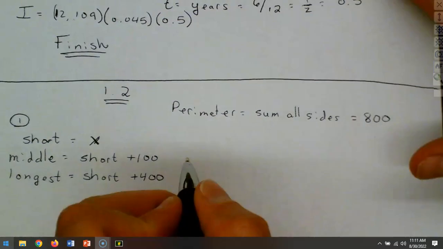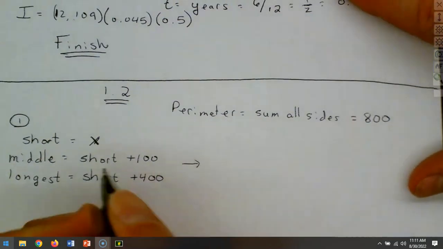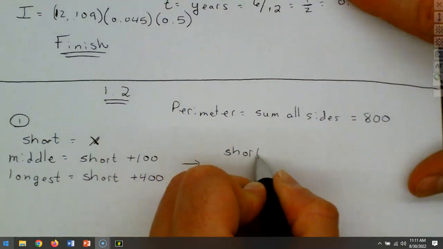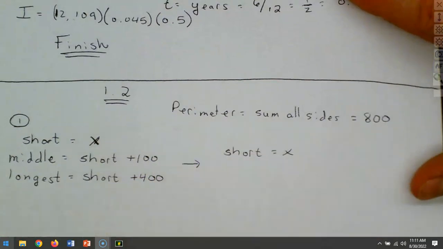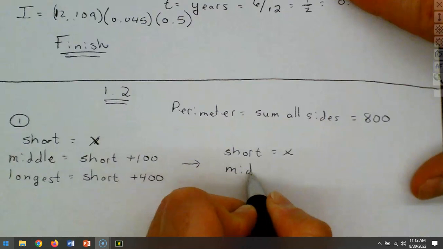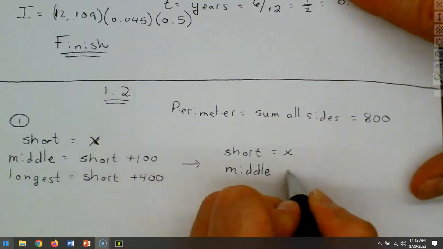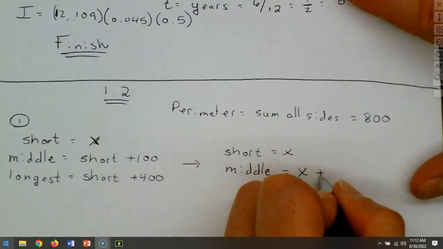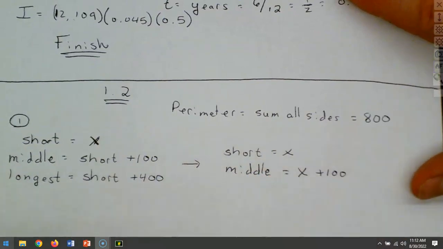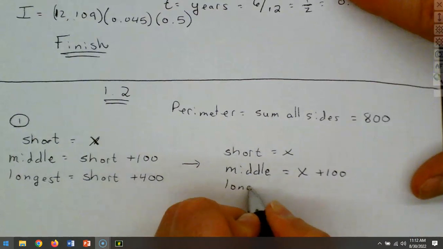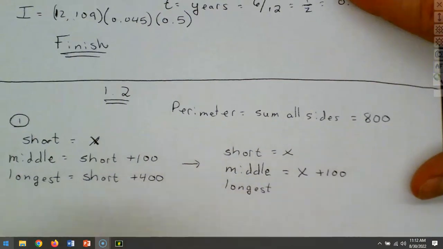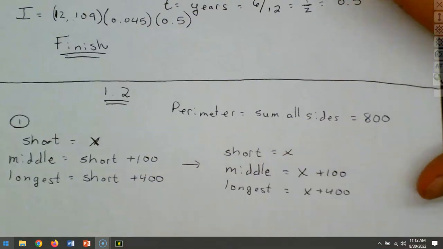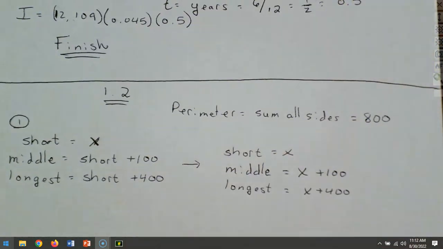Now, what does that look like in terms of the variable x? Well, when we rewrite this, we have our short side, x. We have our middle side, short side plus 100. So that is x plus 100. And then we've got our longest side, which is going to be x plus what? 400. All right, so there's your three pieces.